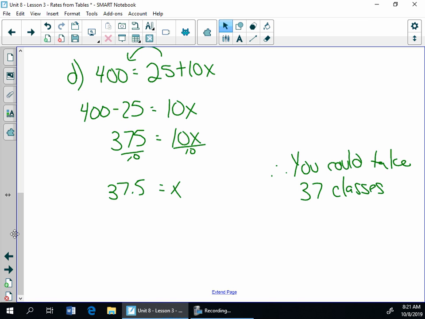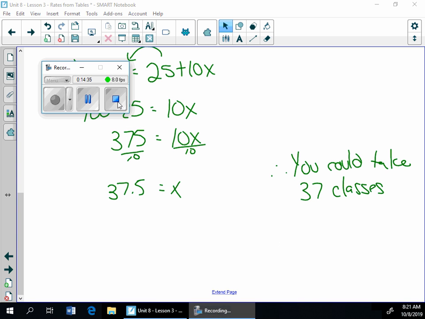Okay, that's tables and rates and how we can put them together. Okay, try the sheet. If you're stuck, come see me. And we're going to just keep practicing these ideas for the next couple of days.